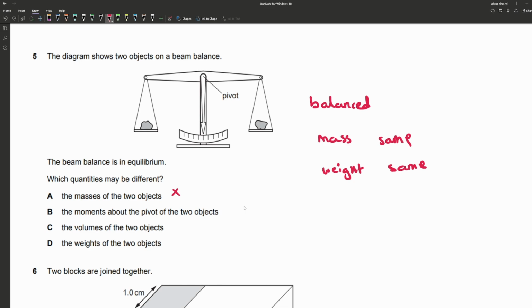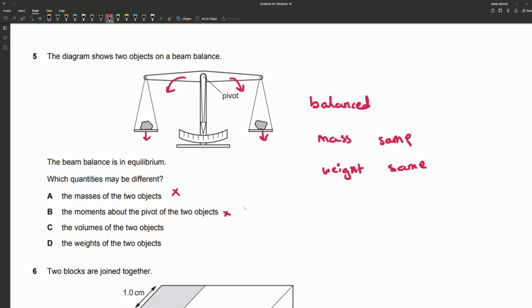B, the moments about the pivots of the two objects. We haven't studied moments yet, but just to give you guys a heads up, moment is the turning effect of a force. So the weight of this rock has a moment in this direction, and the weight of this rock has a moment in this direction. Now as both of the moments cancel each other out, that is why the objects are in equilibrium on the beam balance. So B can also not be the correct answer because the moments need to be the same for them to be in equilibrium.